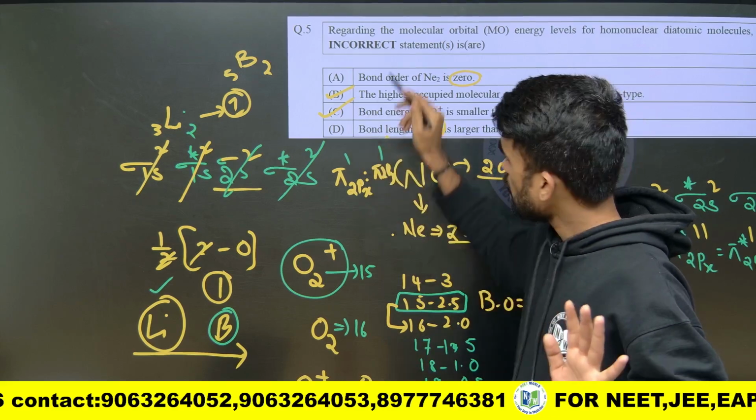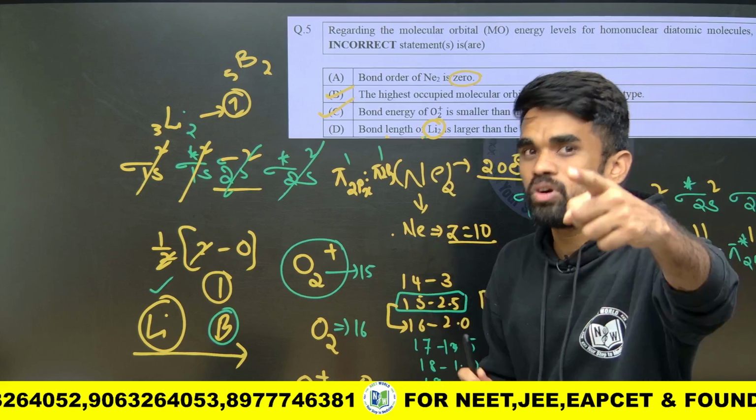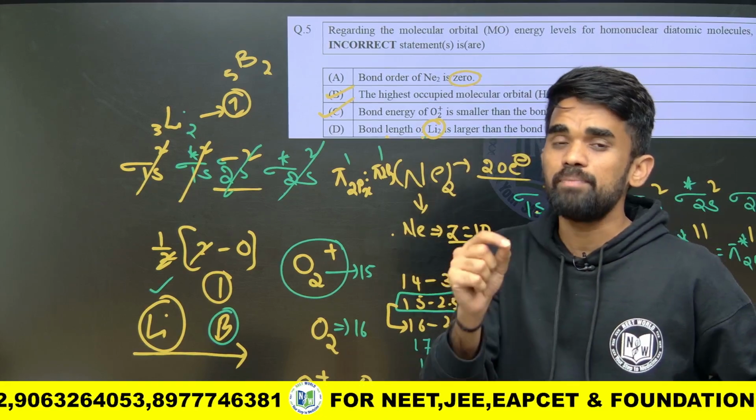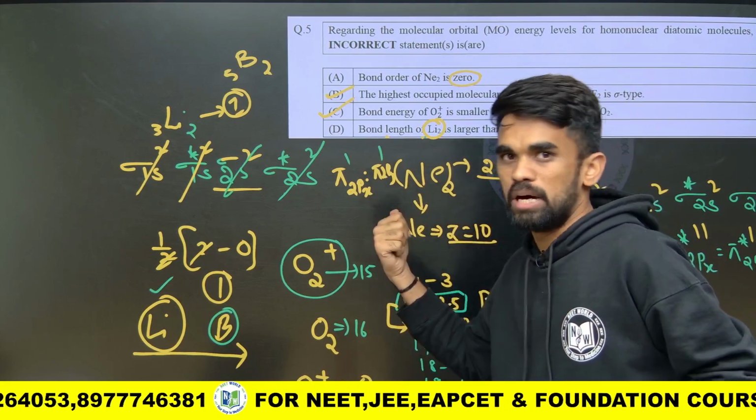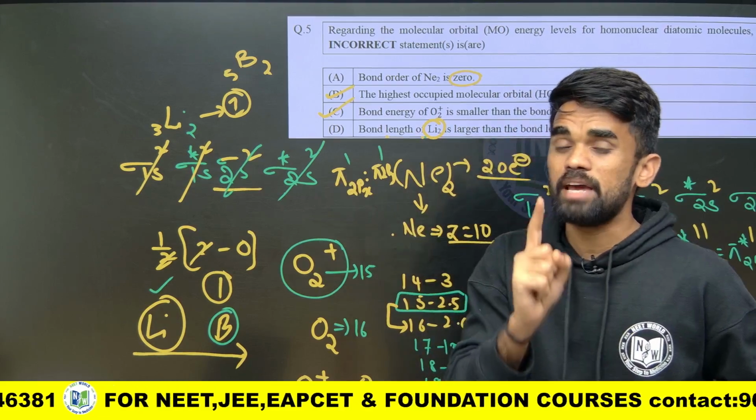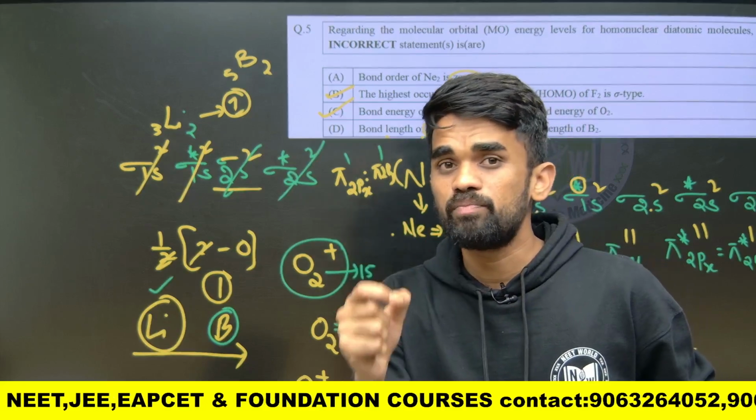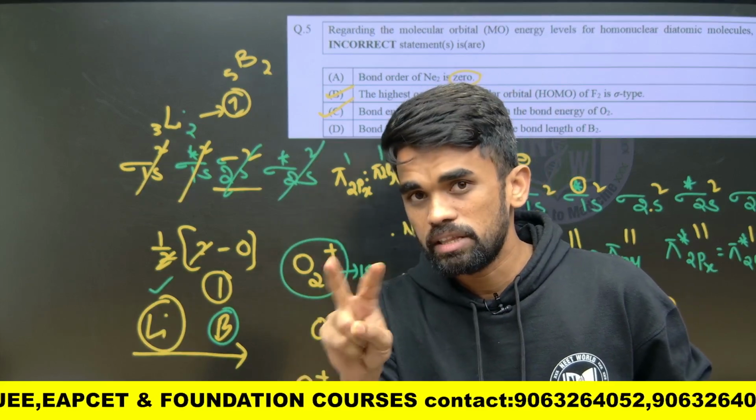So A and D are correct, B and C are incorrect. I hope it is clear. And one more question I am giving. What is the type of bond present in the B2 molecule? See, I told you the bond order for the B2 molecule is 1. So what is the type of bond in the B2 molecule? Similarly, what is the type of bonds in the C2 molecule? These are the homework questions.